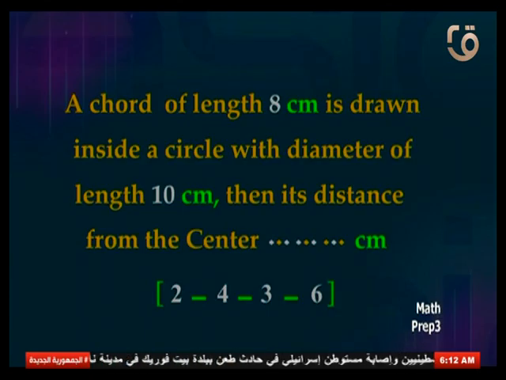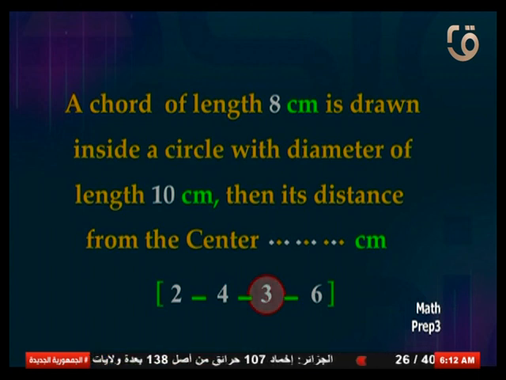At the very beginning, as the diameter is 10, the radius of this circle will be 5. The length of the chord is 8, so half of it, from the midpoint, will be 4 centimeters. So by using the Pythagoras theorem, you are going to find that the chord is at a distance of 3 centimeters from the center, which is the third choice.